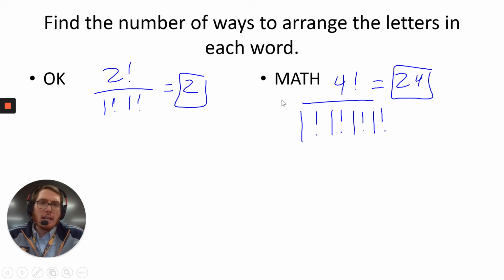The word math has 4 letters, so that's 4 factorial ways to arrange them. And I just divide by 1 factorial a bunch of times for 1 M, 1 A, 1 T, and 1 H. But again, that's not going to do anything. And so 4 factorial is 24, because 4 times 3 times 2 times 1.